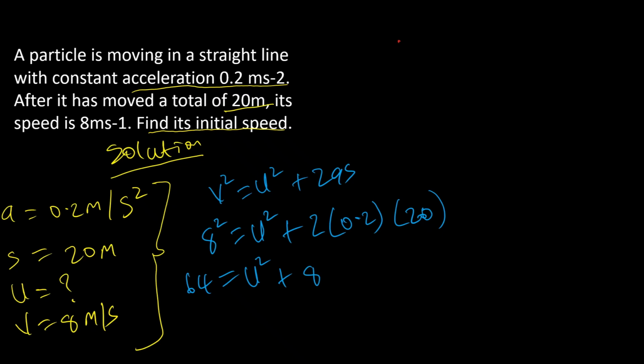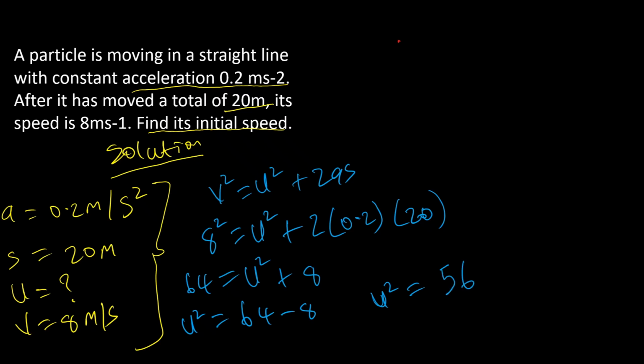So collect like terms, u square will be equal to 64 minus 8. And what is 64 minus 8? That is 56. So u square will be equal to 56.